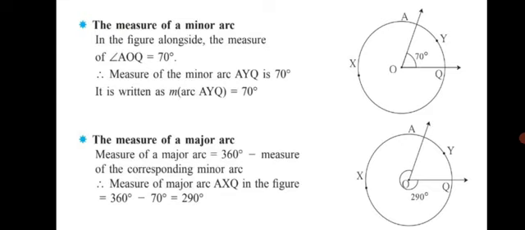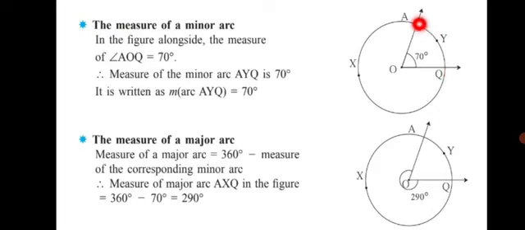As I mentioned just now, in the figure alongside, the measure of angle AOQ, which is equal to 70 degree, will also be the measure of the minor arc AYQ. So we can write measurement of minor arc AYQ is equal to 70 degree. It is written as M, M means measure. In bracket, you write arc and name of the arc AYQ is equal to 70 degree. Since the central angle is 70 degree, the measurement of the arc formed by it is also 70 degree.